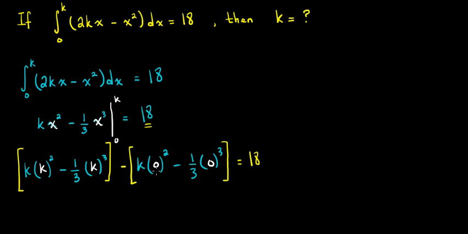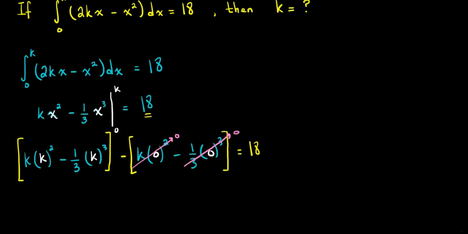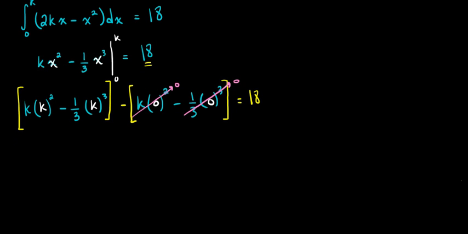If I look here, I have k times 0 squared, but 0 squared is 0, and 0 times k is just going to be 0. So this here will go away to 0, and similarly this here will also go to 0. So what are we left with? Let me just scroll down a little bit, give me some room there. Okay, so we have k squared times k, which gives me k to the third, minus 1/3 k cubed. Remember, all this here went to 0, so all that's left is that this is equal to 18.